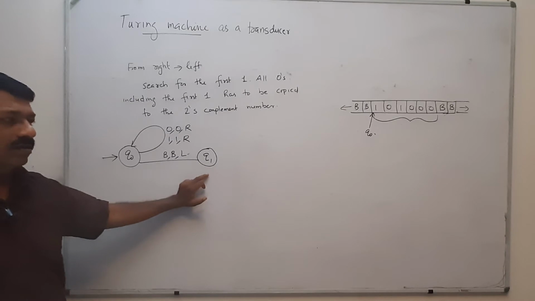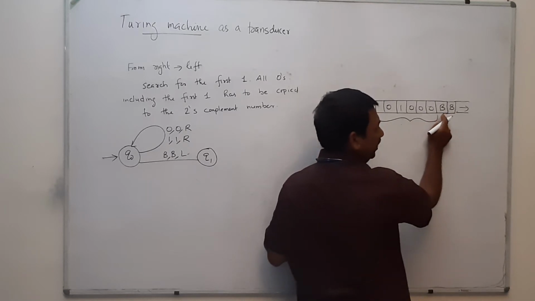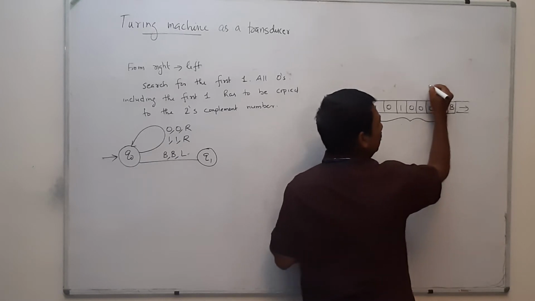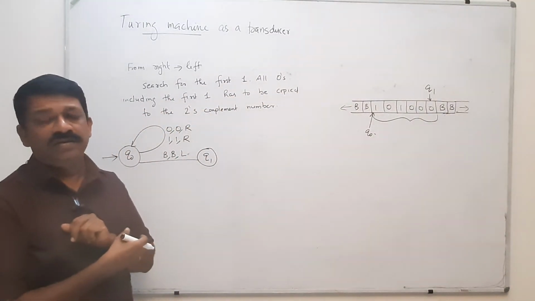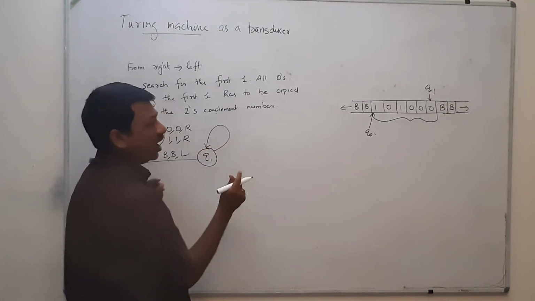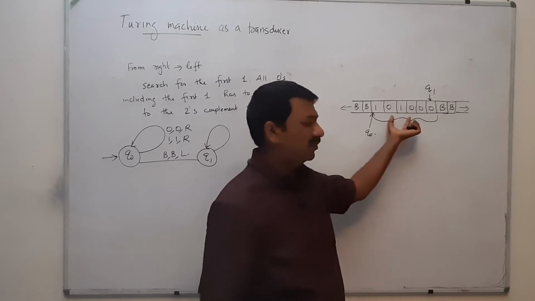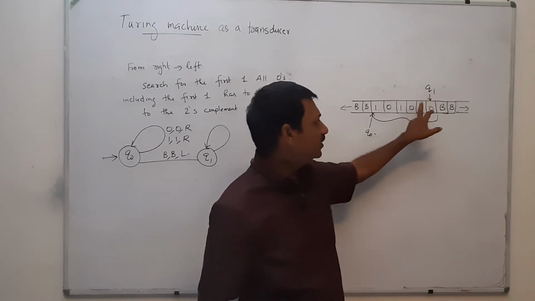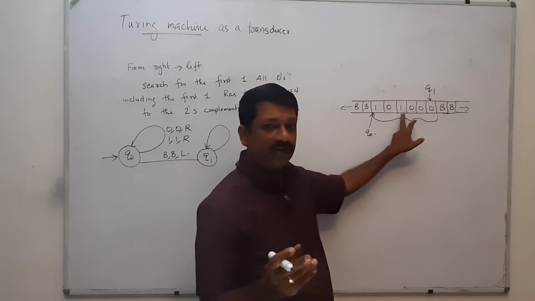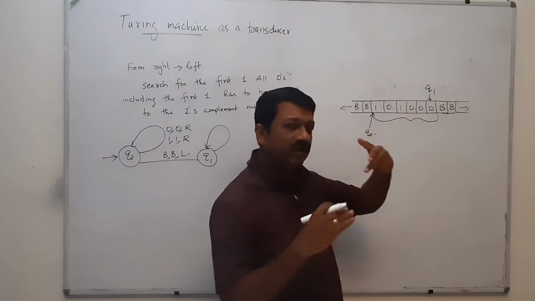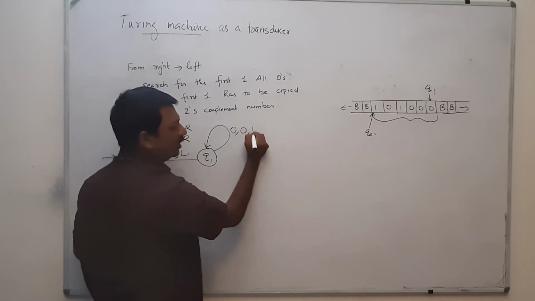When Q0 is reading this blank, it is moving left, and now you are in state Q1. And in state Q1, if there is a 0, what will happen? You have to keep that 0 as such; the result is also printed on the same tape. Keep this 0 as such, move left. Keep this 0 as such, move left. Keep this 0 as such, move left. And when the finite control sees this 1, it is switching to a new state.